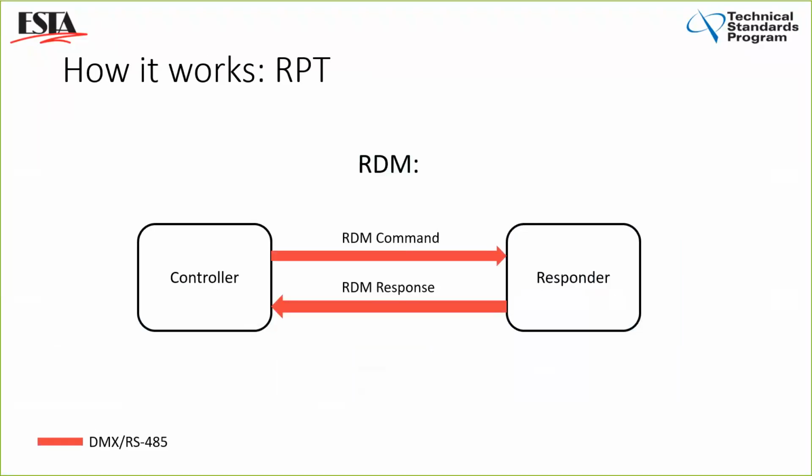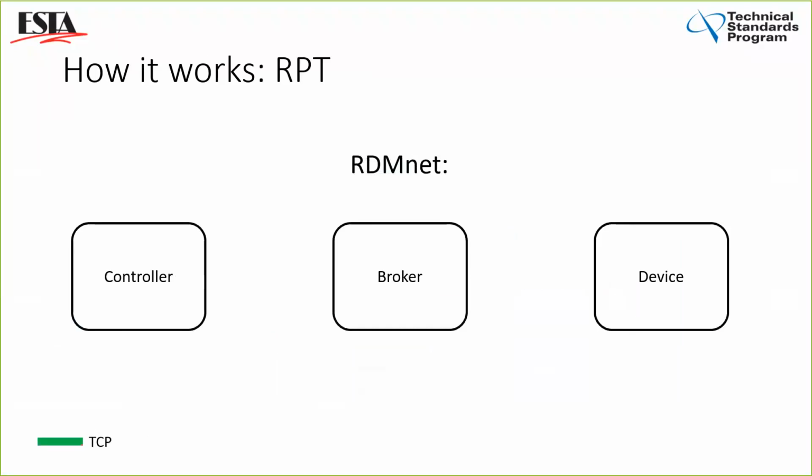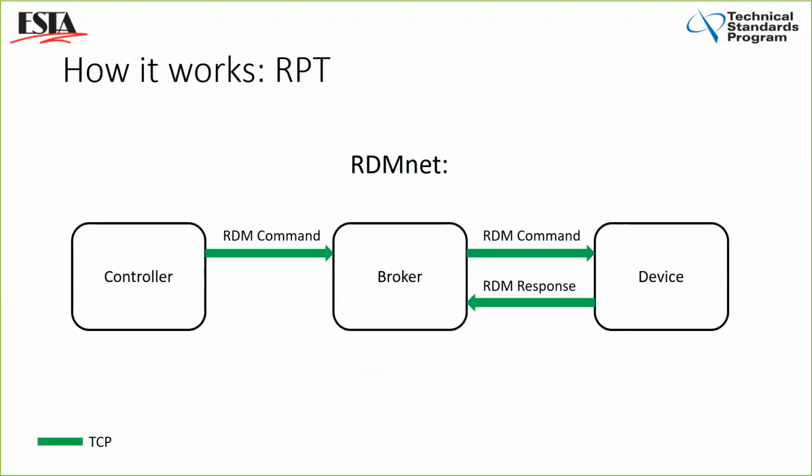This communication takes place over the RS-485 physical link that makes up DMX. In RDMnet, the process looks very similar. There's just one added step: a component called a broker in between. To initiate an RDM command transaction in RDMnet, a controller will send an RDM command to the broker, which then forwards that command on to the device. Upon receiving this command, the device generates a response and sends it back to the broker, which then routes it back to the controller.